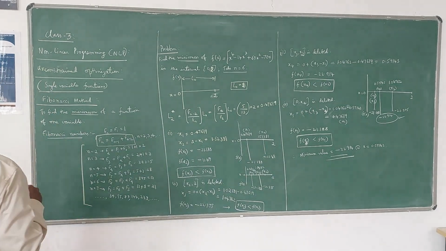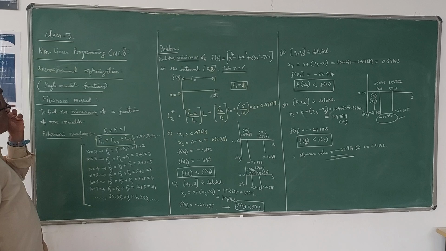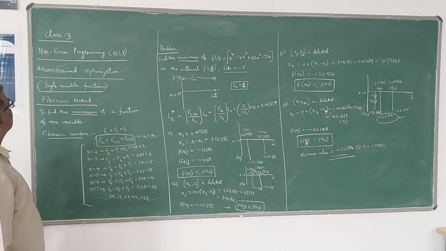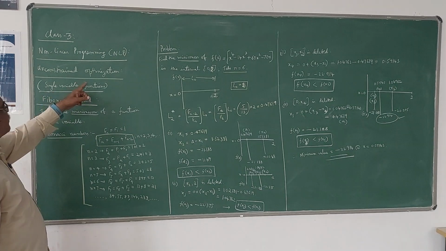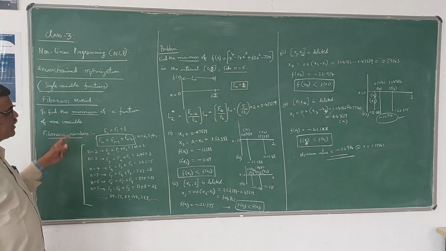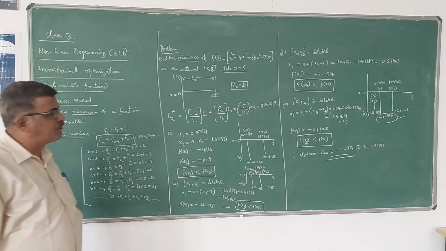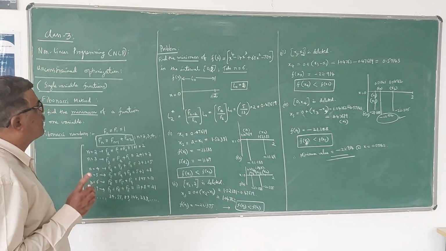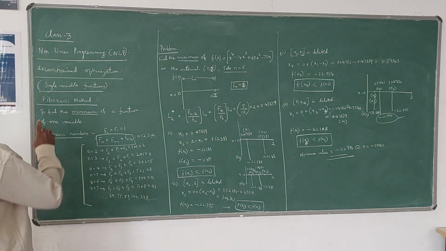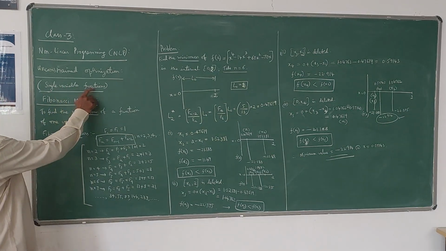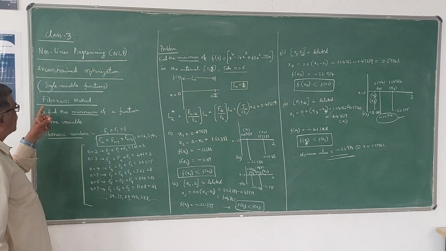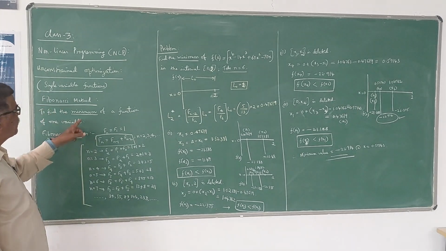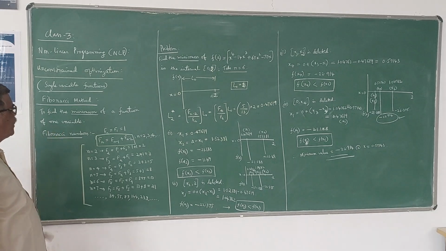Yes, in this class we will discuss another method of nonlinear programming technique, unconstrained optimization. That means there are no constraints given. You will just give a function f of x. It is a unimodal function, that is only one variable will be there. It is also called a single variable function. So the method is called the Fibonacci method. This method is used to find the minimum of a function of one variable.